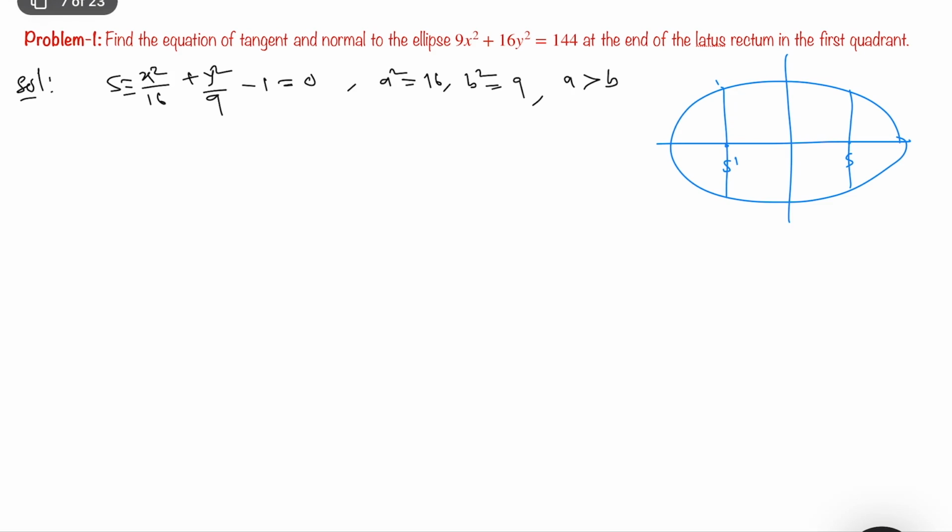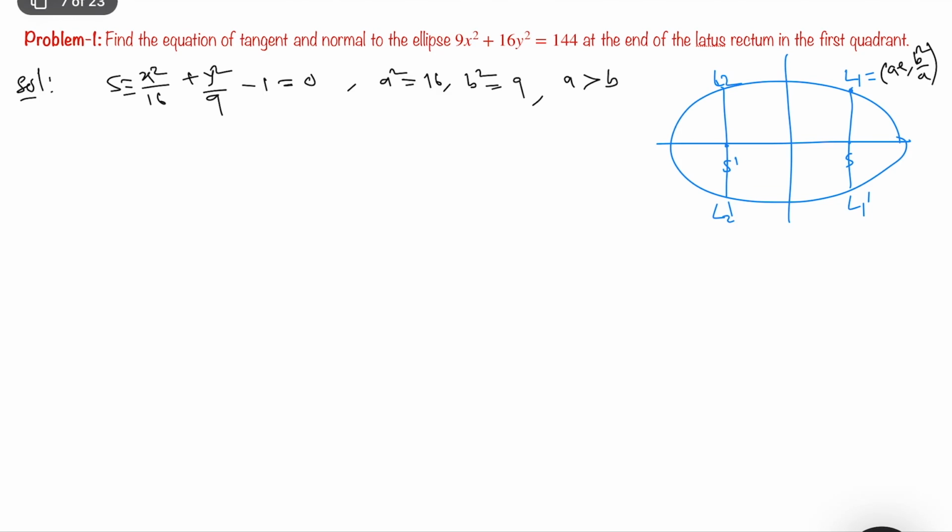So there will be four ends of the latus rectum in total, two for each, but we are interested in the end of the latus rectum in the first quadrant. That means we want this one. Let us say L1, L1 dash, L2, L2 dash, but we want the tangent and normal at this point. What will be the coordinates for this L1? Coordinates of this L1 are going to be AE comma B square by A.